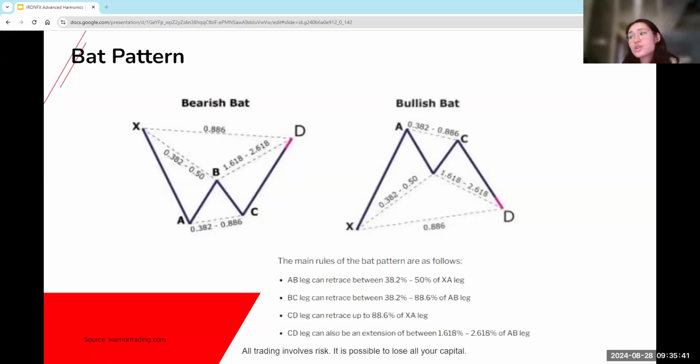Okay, so the main rules of the Bat are: AB can retrace between 38.2 to 50% of XA. BC can retrace between 38.2 to 88.6 of AB. And CD can retrace up to 88.6% of XA. CD leg can also be an extension of between 161.8 to 261.8 of AB leg. Okay, so your completion D typically will lie about 88.6% retracement of your XA leg, like we see here.